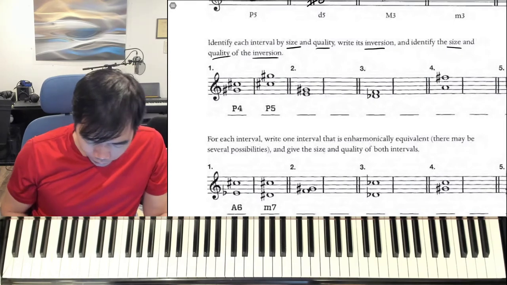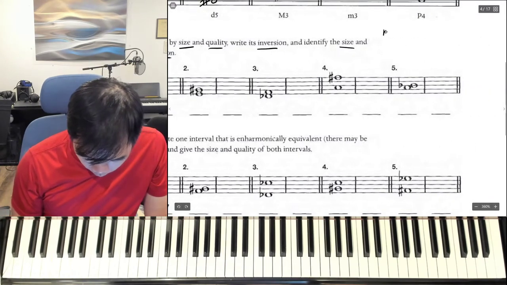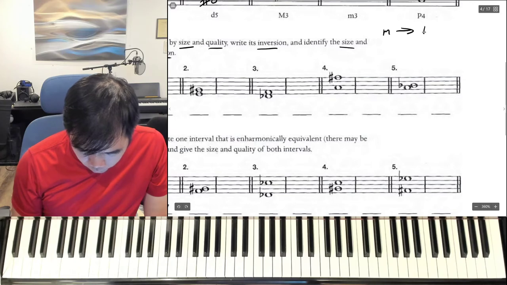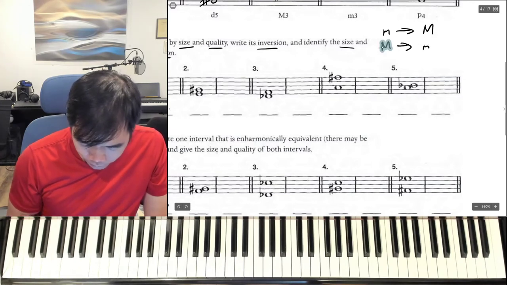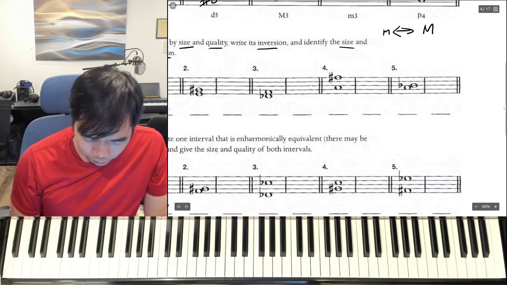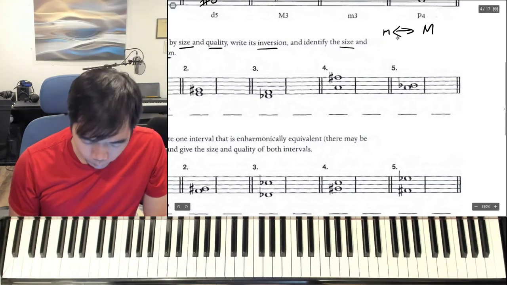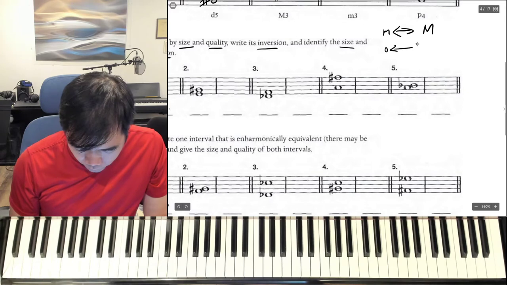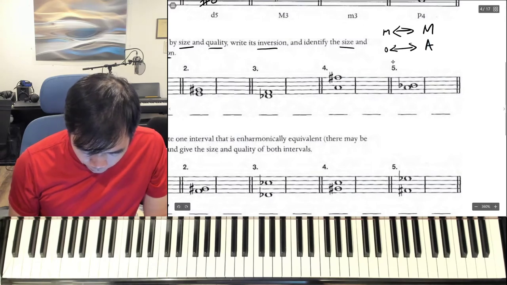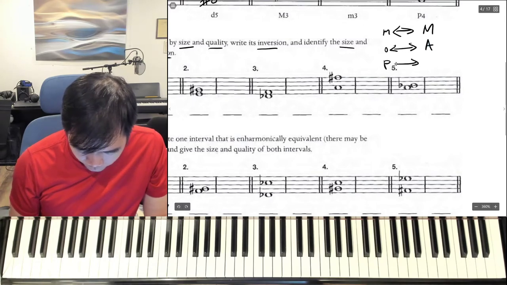So when you invert, it looks kind of like this. Minor inverts to major. Major inverts to minor. Okay? And we can just do a double-sided arrow. Minor becomes major, major becomes minor. Diminished flips with augmented. And perfect stays perfect.